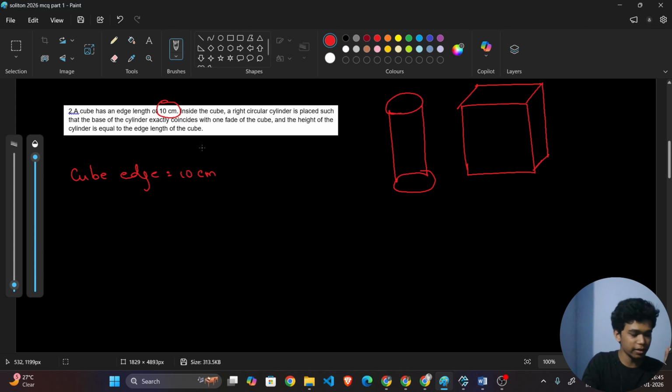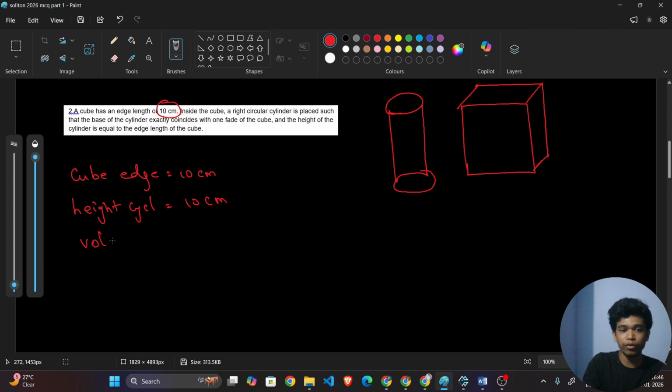The second thing they have given is the cylinder. The cylinder height is equal to the edge length. Then the height of the cylinder is going to be 10 centimeter too. Can you understand this? Okay. What is the next clue we can get from this?